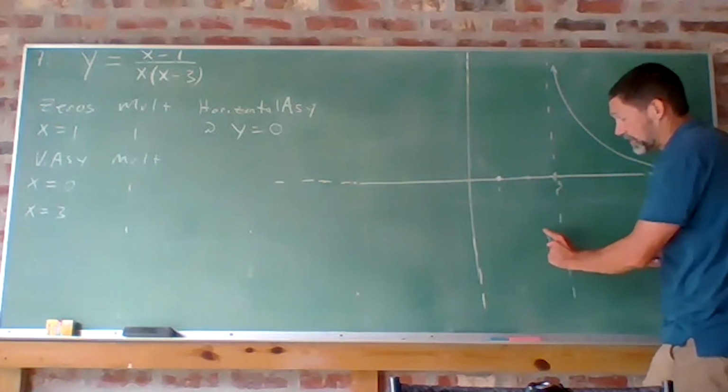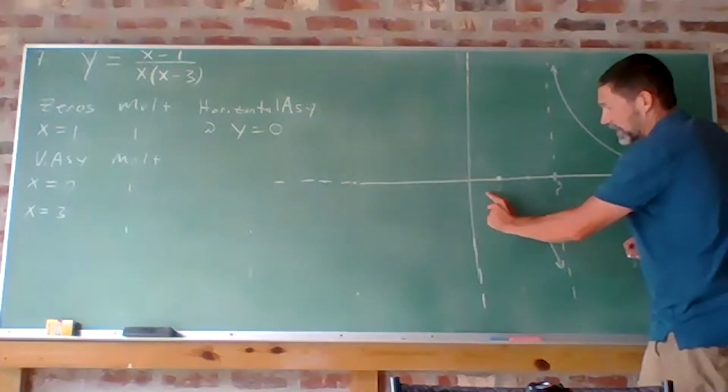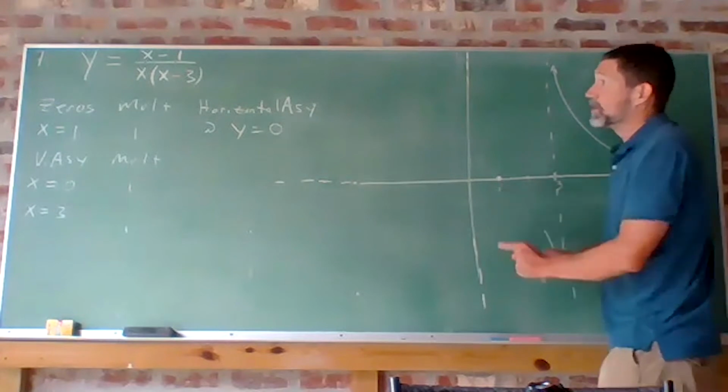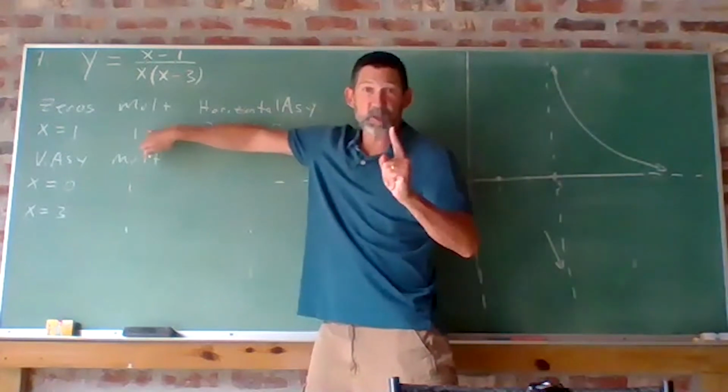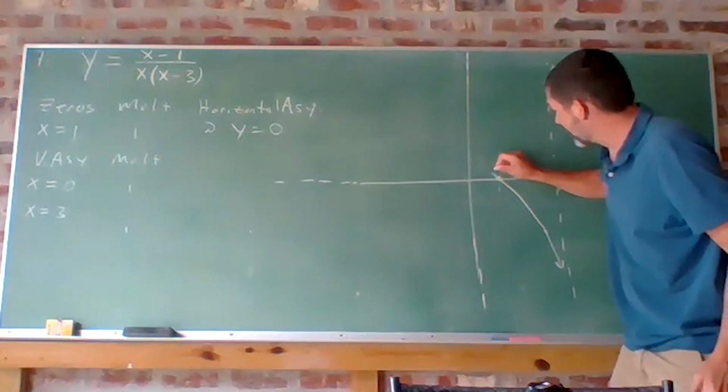Remember, if the multiplicity is odd, I will change y value. If the multiplicity is even, I will touch it and keep the same y value. X equal 1 is my 0. Its multiplicity is 1. That's an odd number. So what does that look like? I get to cross my x-axis there.